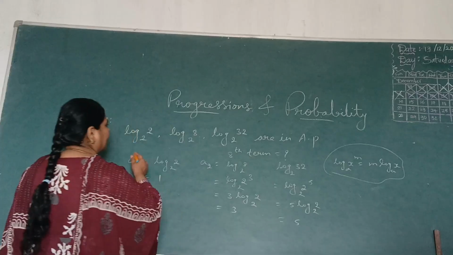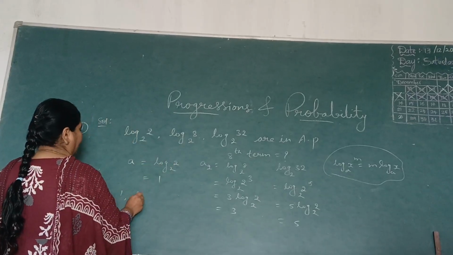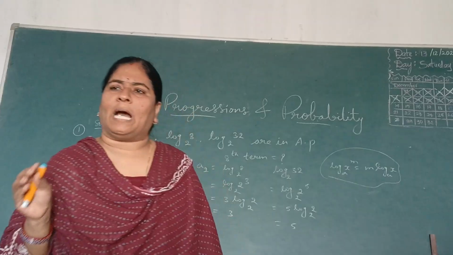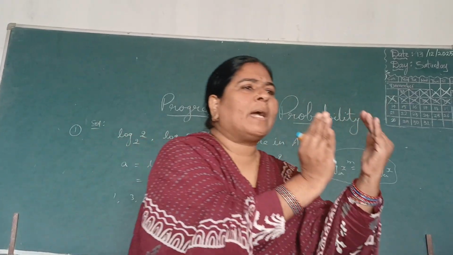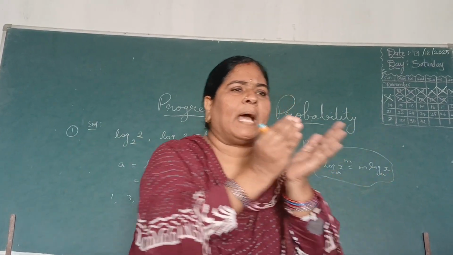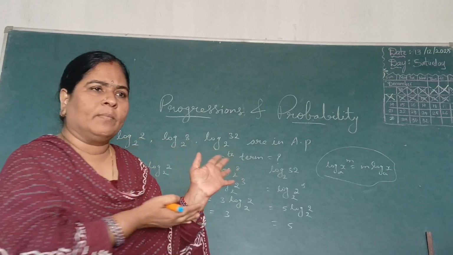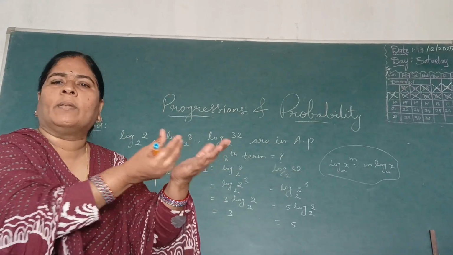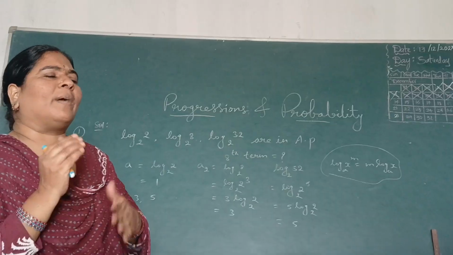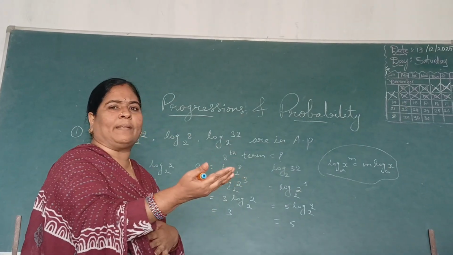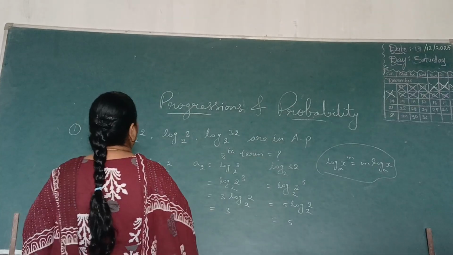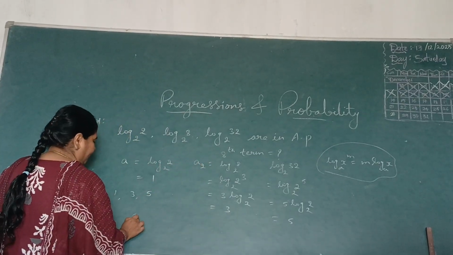And now the arithmetic progression is 1, 3, 5. It is a connection question. Do you know, children? Because a logarithmic question has appeared in progressions. Means progressions is linked with logarithms. So one chapter is linked with another chapter. It comes under connection. Very nice. So here our aim is to find the 8th term.